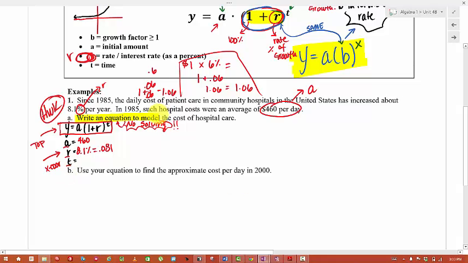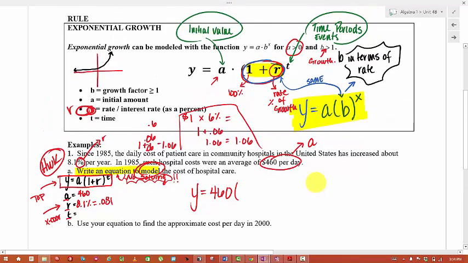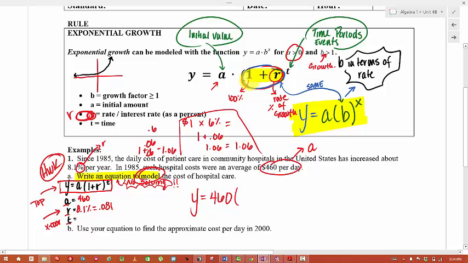And when you make a model, right, you should have an x and a y variable there, because it's an input and an output. You want to be able to put different values in. So we're just going to set this up with y equals, I'm going to put in my value for A, which is $460 per day. I'm going to multiply that by my base, which is my B, but B this time, don't forget, comes in terms of rate.